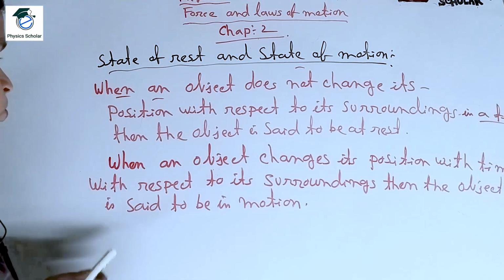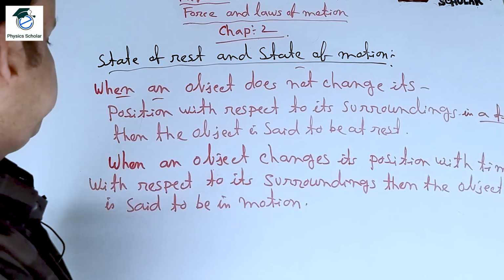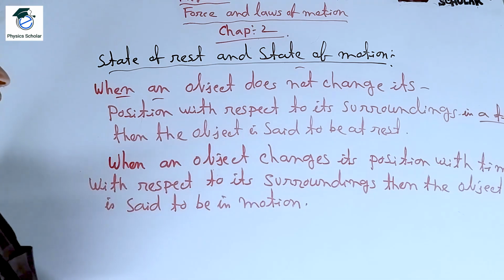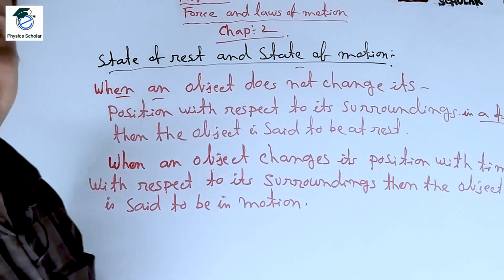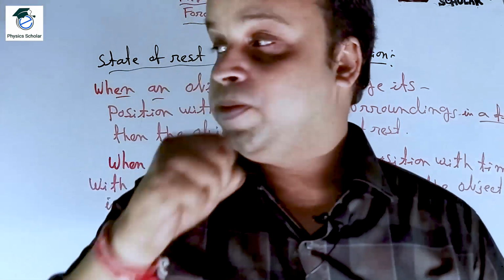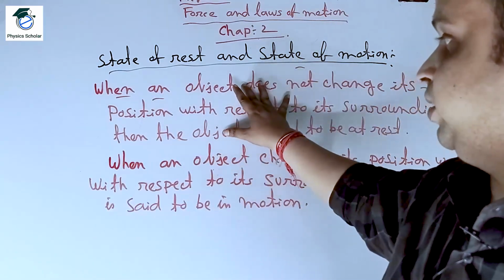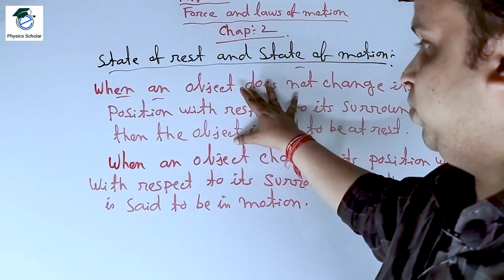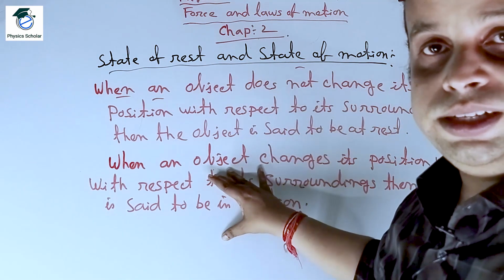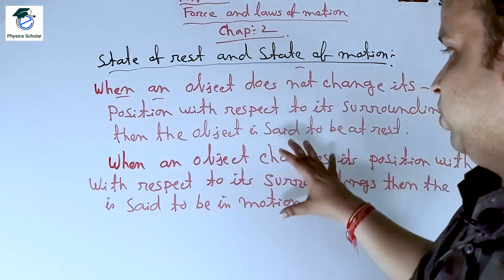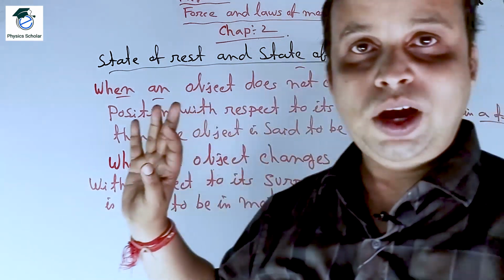The object is said to be in motion when it changes its position with time with respect to its surroundings. So this is the object which is said to be at rest, and this is the object which is said to be in motion. I hope these two things you have understood.